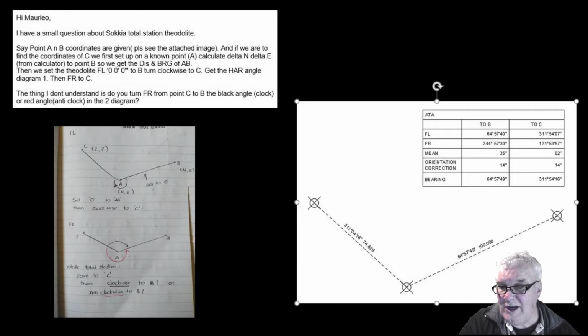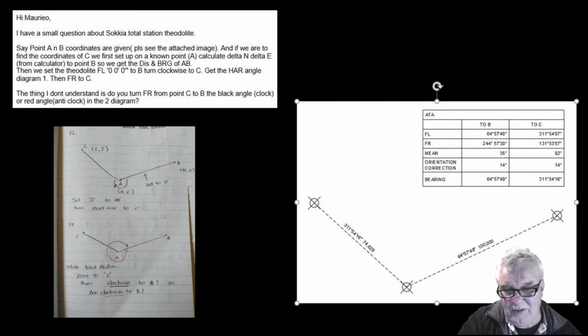So, just to summarise, it doesn't matter which way you turn. You've just got to be aware as to what you're actually measuring. So, in my case here, I set the actual bearing and then measured the bearing around there. So then if I wanted to measure whatever angle I measured, I could do it by subtracting the bearings. So for instance, if I was to take 64.57.49 away from 311.54.16, that would give me this angle in here.